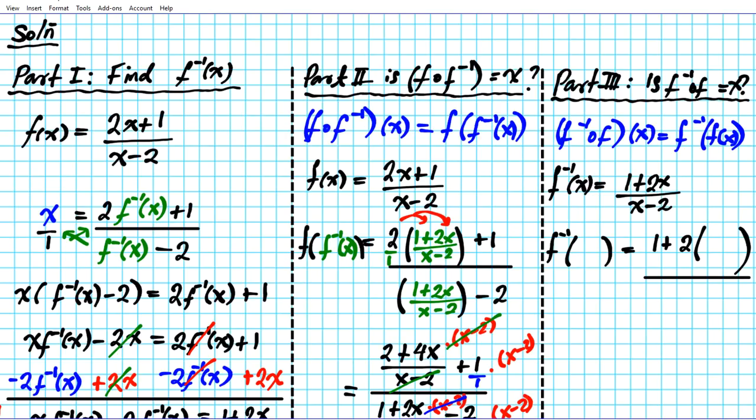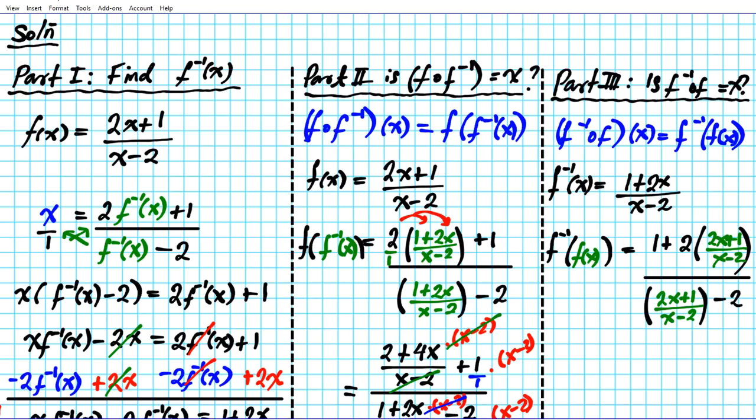Divided by parentheses minus 2. Alright, so the name of the input function is f of x, and the value is 2x plus 1 over x minus 2. That was the original problem.